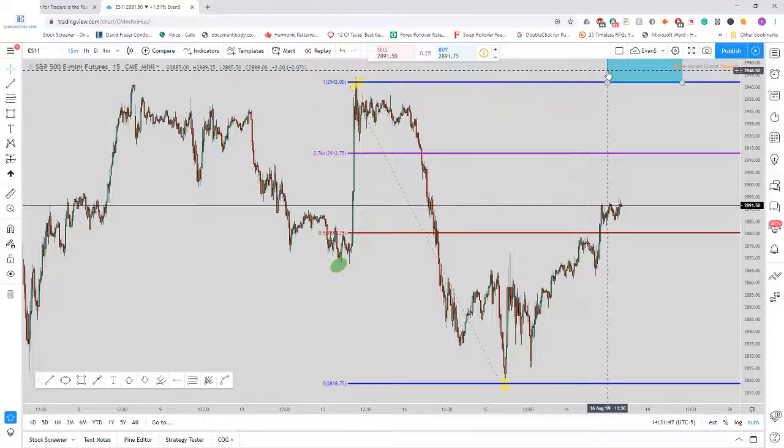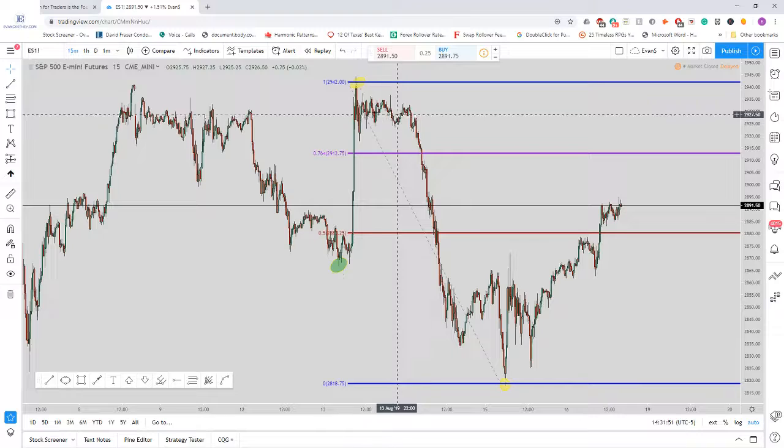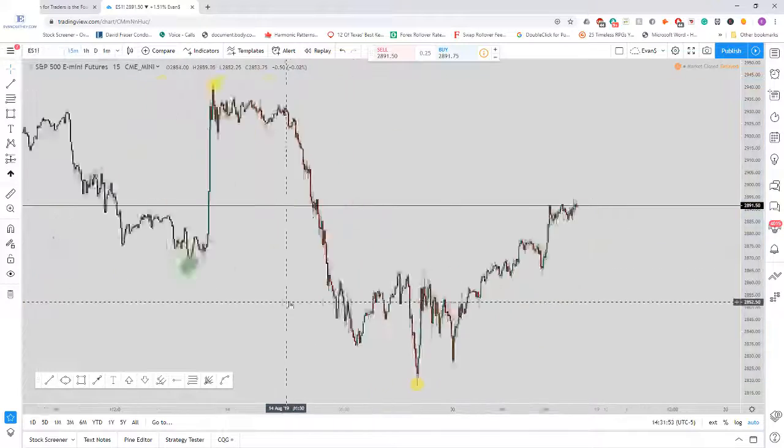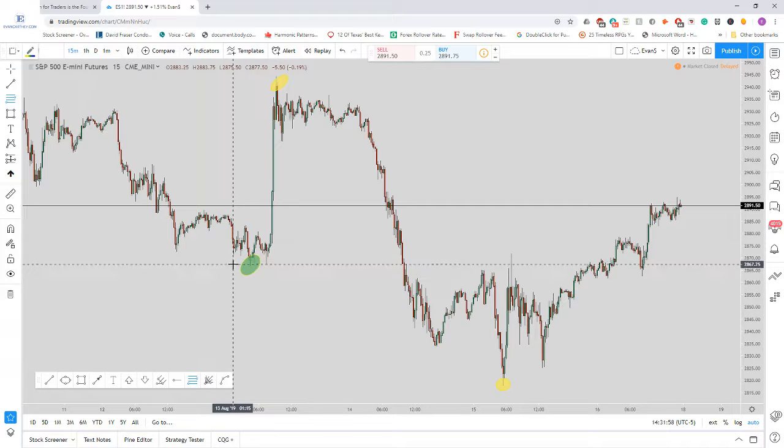We're looking for a short next week when price comes up. What I'm looking for it to do is hit about 2912.75 for that move. And I want to show you, this was another 76.4% trade with that green circle right there.